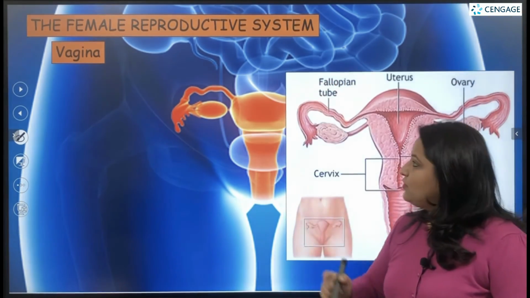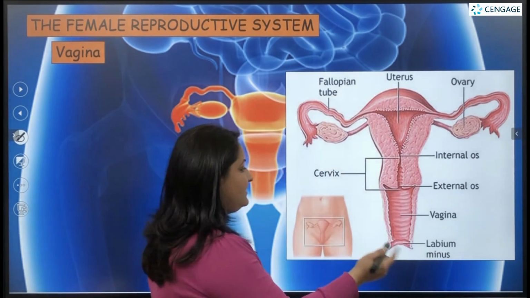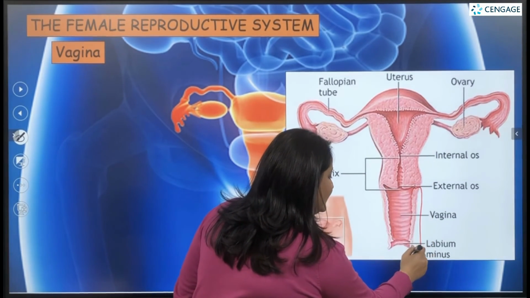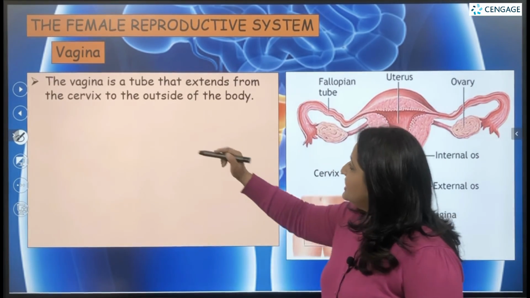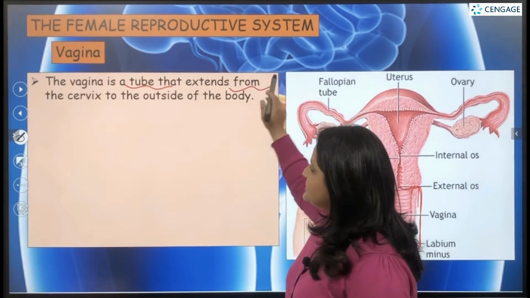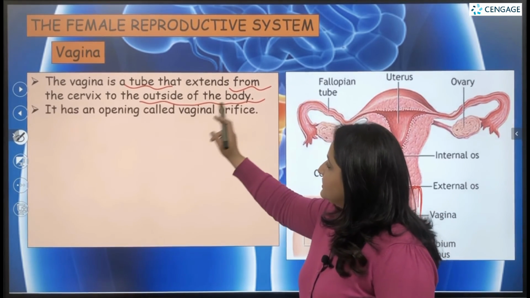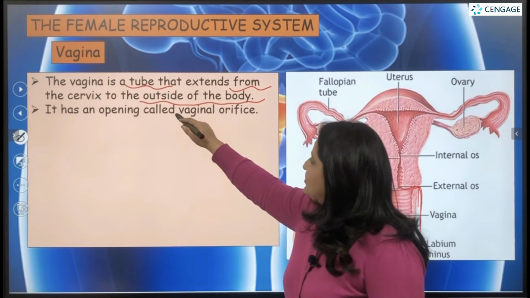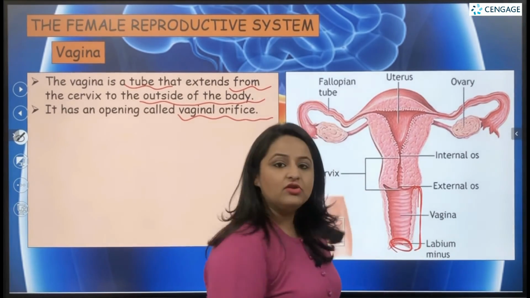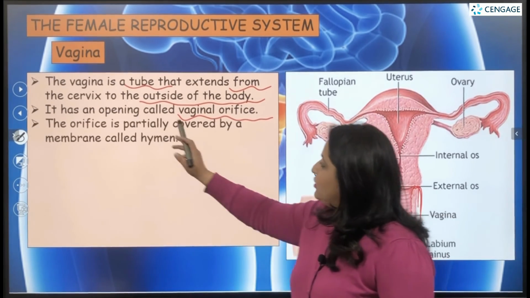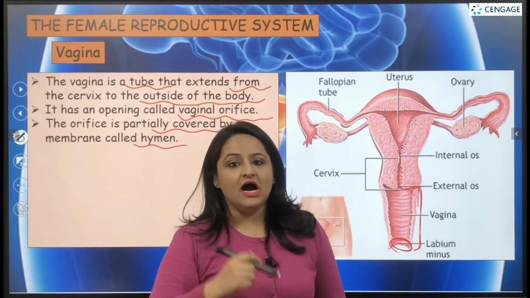The uterus, as we know, is then followed through the cervix. It is followed by the vagina. So this whole area is known as the vagina. And the vagina is a tube that extends from the cervix to the outside of the body. The outside opening of vagina is known as the vaginal orifice. So this area will be known as the vaginal orifice. And the orifice is partially covered by a membrane-like structure which is known as hymen.